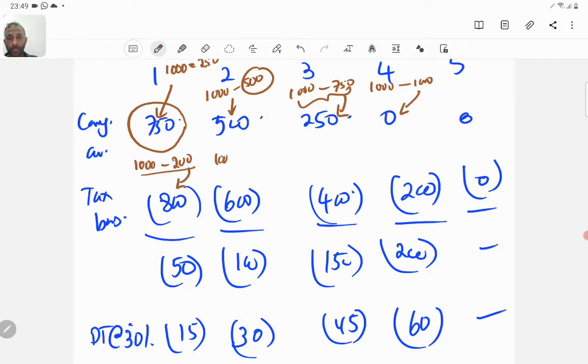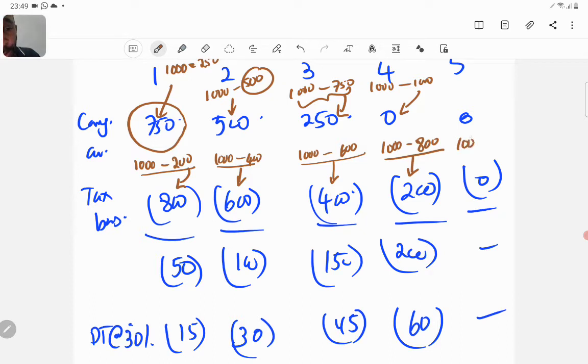Second year, cost is 1000, the accumulated tax depreciation is 400, so the tax base is 600. Third year, 1000 minus 600 accumulated tax depreciation, so the tax base becomes 400. In the fourth year, 1000 is the cost of the asset and 800 becomes the accumulated tax depreciation, so 200 is the tax base. And the last year, cost is 1000 minus accumulated tax depreciation of 1000, so the tax base becomes 0.